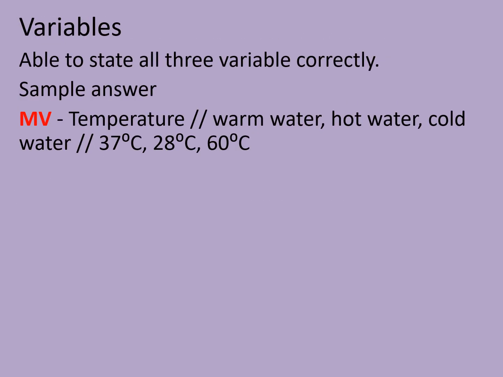Variables: able to state all the three variables correctly. The manipulated variable is temperature, or you can write warm water, hot water, and cold water. You have to write all. And then you can choose degree of temperature of water: 37 degrees Celsius, 28 degrees Celsius, and 60 degrees Celsius.